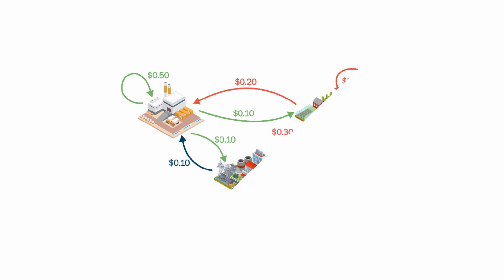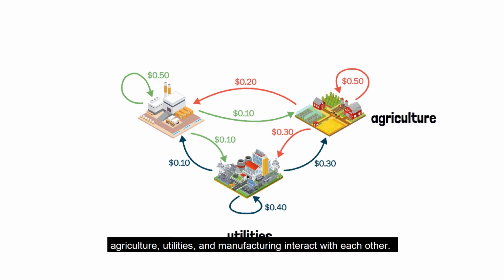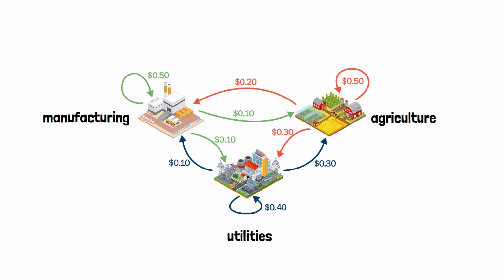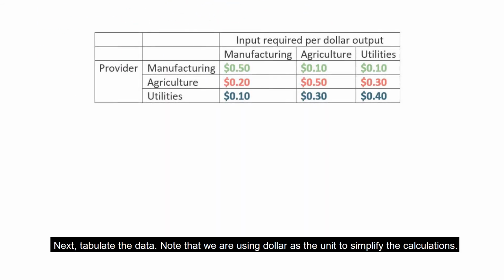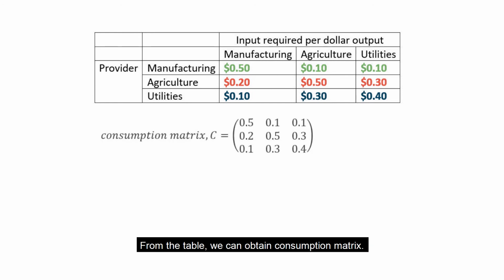Here is an example. The figure shows how the three sectors, agriculture, utilities, and manufacturing, interact with each other. This relationship can be obtained by market surveying. Next, tabulate the data. Note that we are using dollars as the unit to simplify the calculations. From the table, we can obtain the consumption matrix.